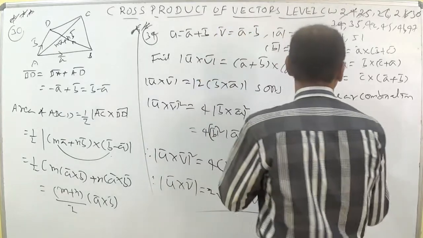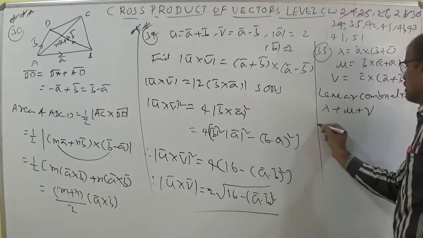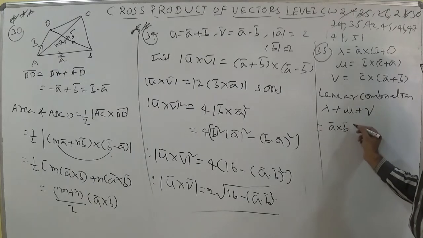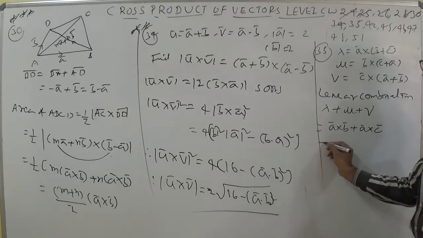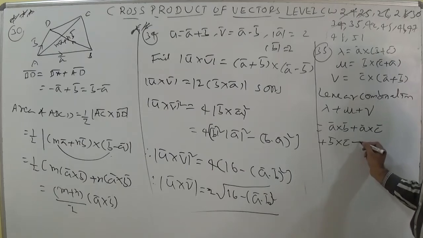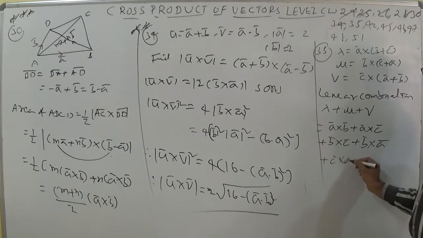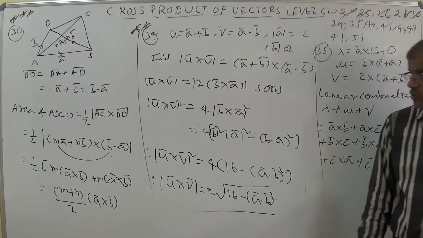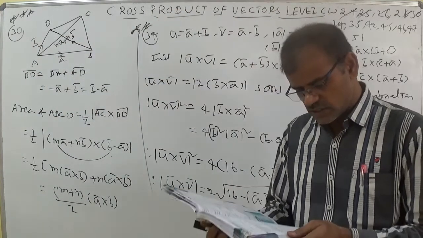Now let us discuss the linear combination, which means the summation of the vectors. Take lambda, mu and v. You can write a bar cross b bar plus a bar cross c bar plus b bar cross c bar plus b cross a plus c cross a plus c cross b, like that the multiplication is completed. What value will you get? That is the linear combination.